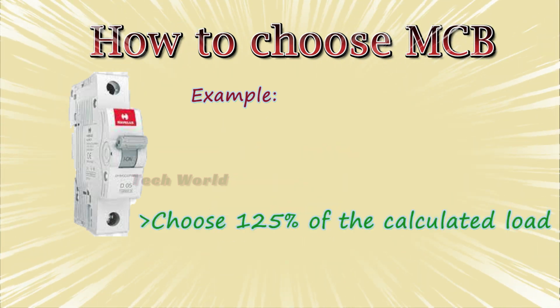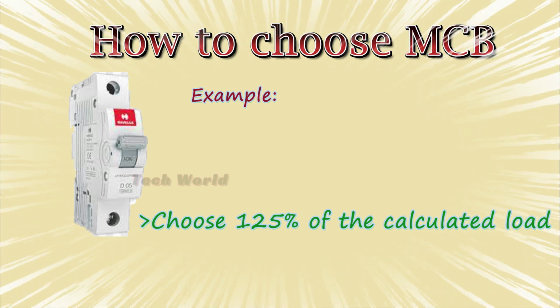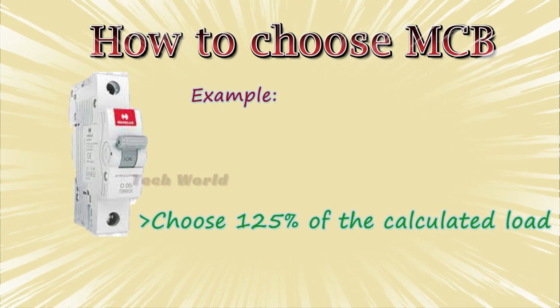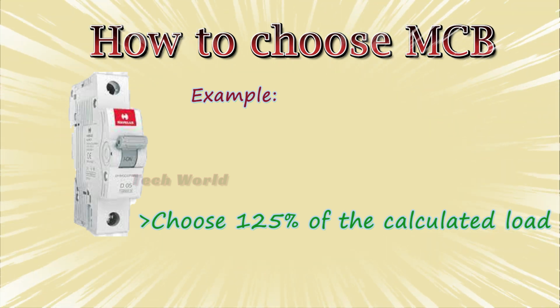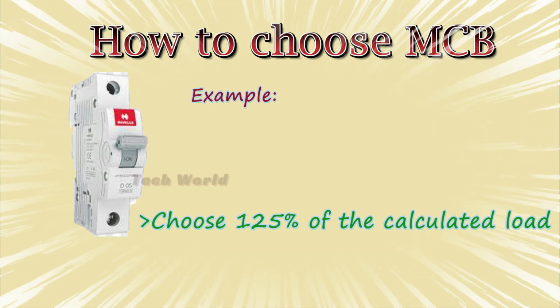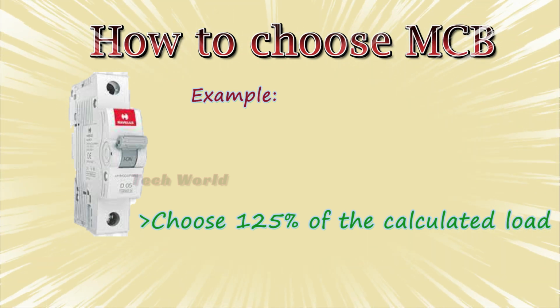Select the MCB rating. Choose an MCB with a rating slightly higher than the calculated current draw. As per NEC, we need to choose 125% of the load to ensure it can handle the load safely. In this scenario, you might select a 10A MCB to provide adequate protection for the 2 kilowatt load.